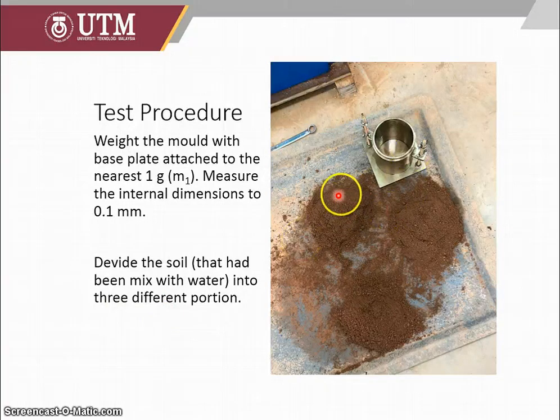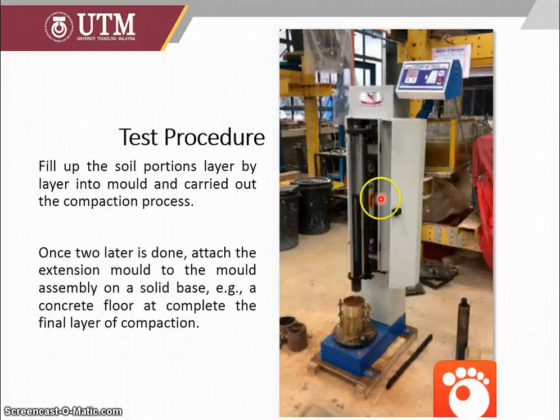For one soil sample, we divide the soil that is mixed thoroughly with the water into 3 different portions, which are filled into the mold one by one. Later I will try to show you the video of the soil compaction process, but this is the automatic soil compaction, the Proctor test. The soil that has filled the mold will be compacted with 25 blows with a 300 millimeter free fall of the hammer.